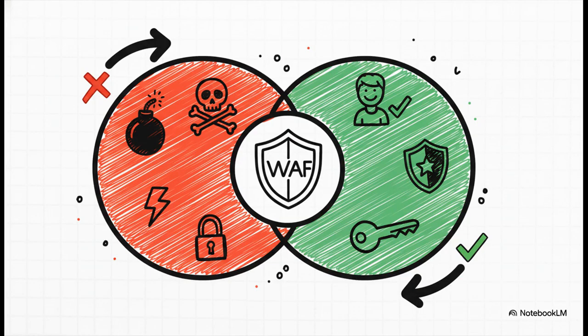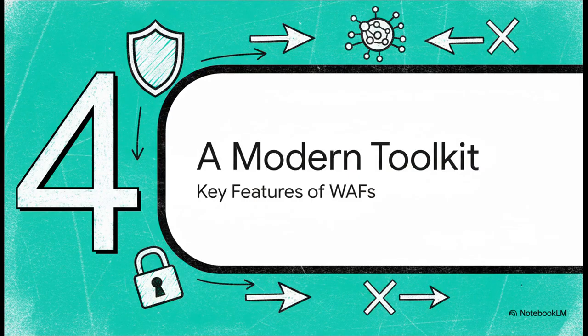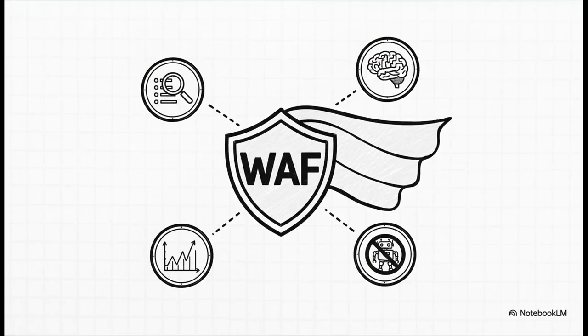Now, as you can probably guess, neither of these models is perfect. A block list might miss a brand new, never-before-seen attack, and a super strict allow list could accidentally block a legitimate user. That's exactly why most modern WAFs use a hybrid model, cleverly combining both approaches to get the best of both worlds. Did you know, today's WAFs are so much more than simple rule checkers. They come equipped with this really advanced toolkit that makes them way more intelligent, adaptive, and a whole lot more effective.